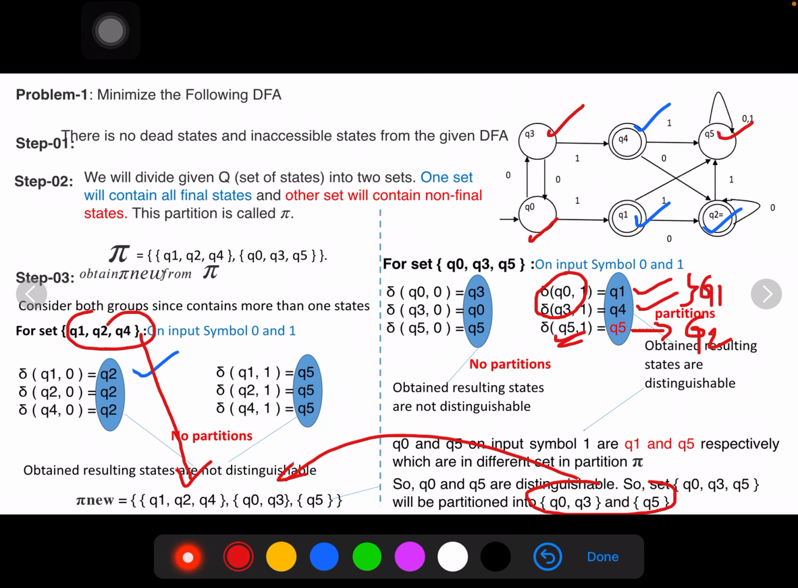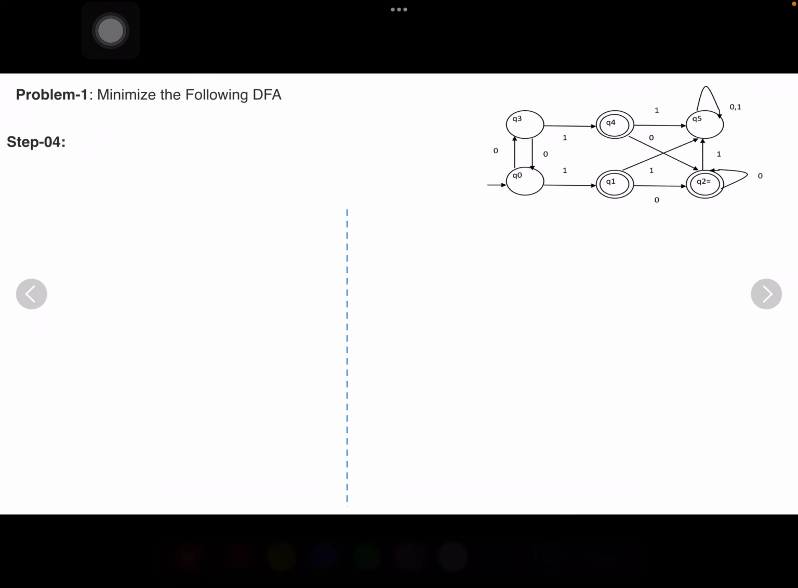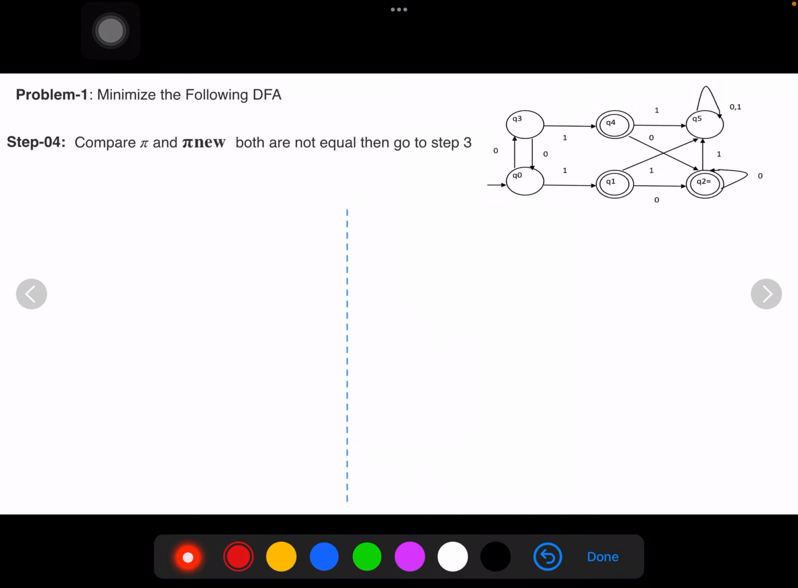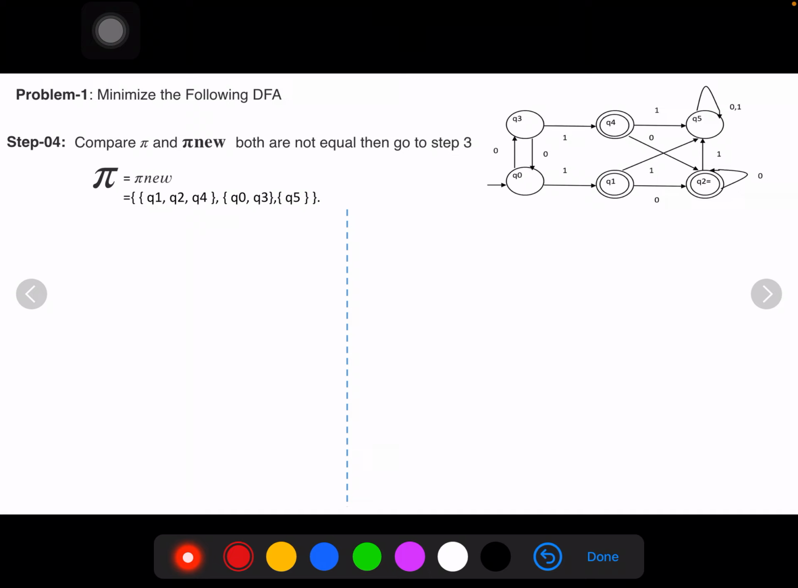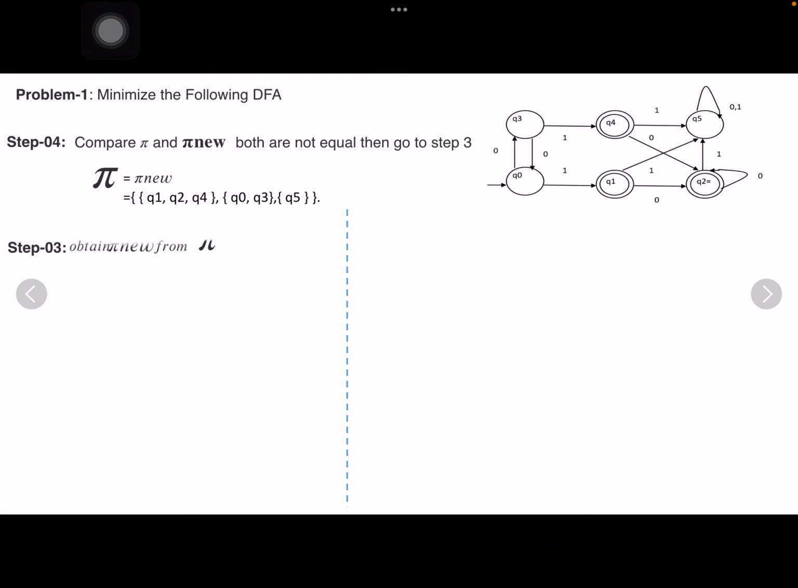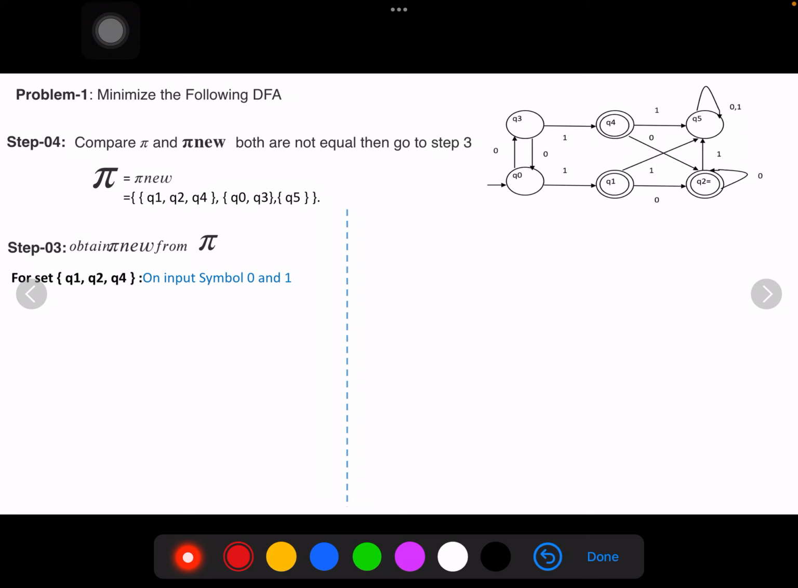Step 4 says to compare both π and π new. Both are not equal, so go to step 3. Before going to step 3, assign π new to π. So now π becomes 3 sets, and π new becomes empty. Again step 3 is to obtain π new from π. So copy that. I'll take the first set.